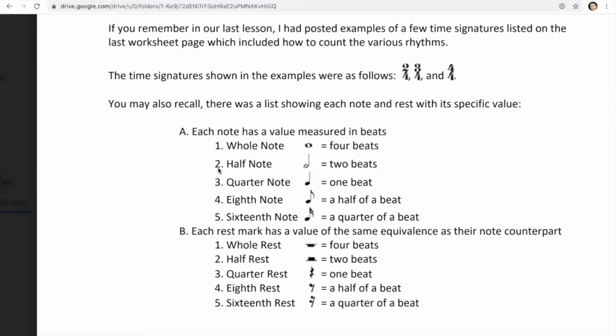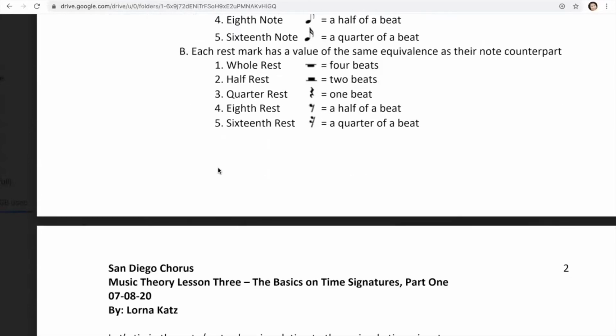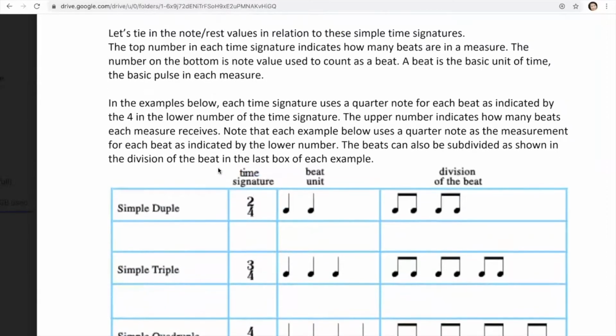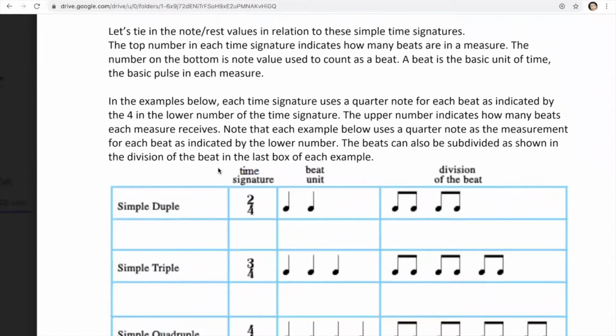There are higher value notes in music, such as 32nds and 64ths. But for our purposes in barbershop, we normally will go as high as probably a 16th note. It is very rare that we will do anything of a higher value. So let's tie in the note and rest values in relation to these simple time signatures.